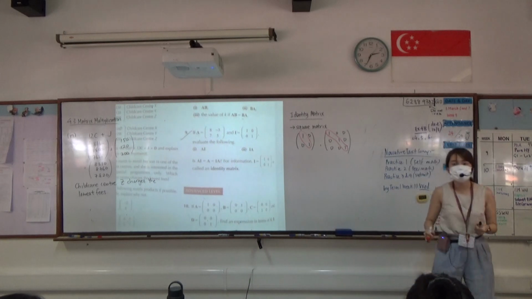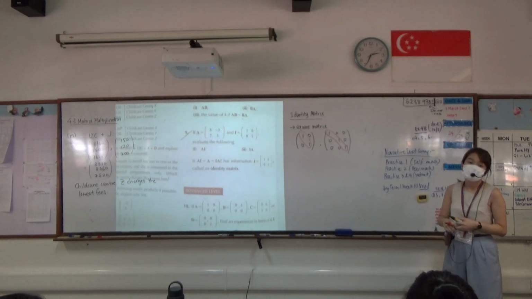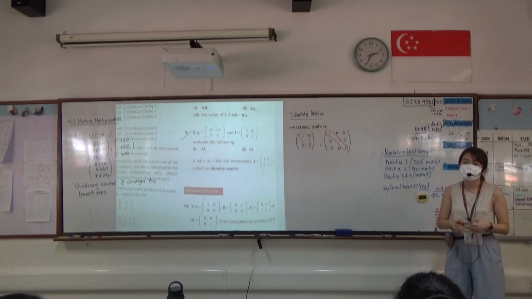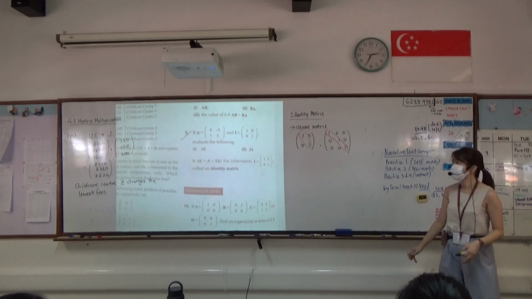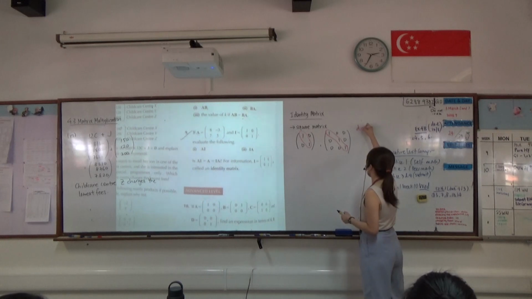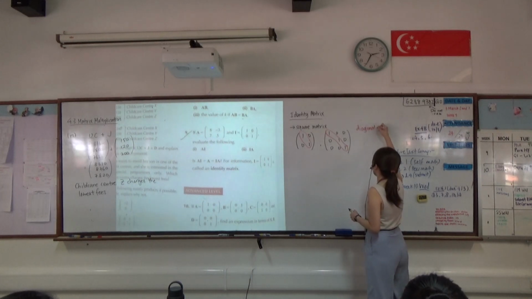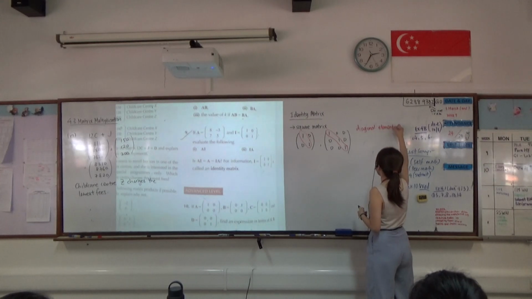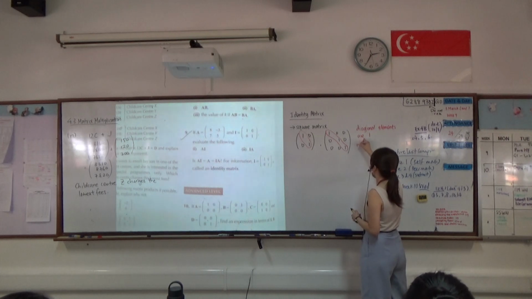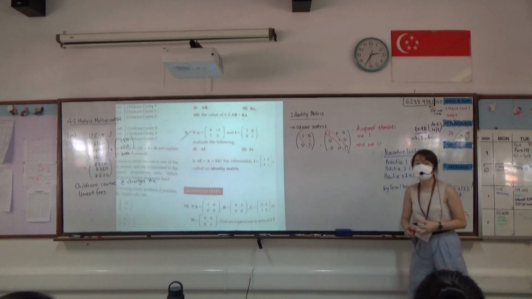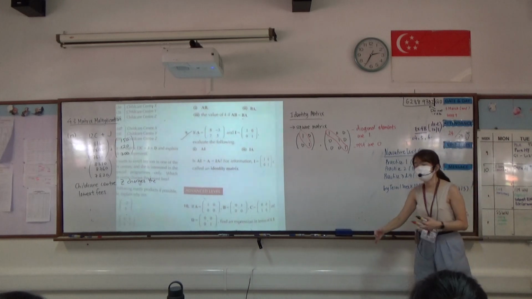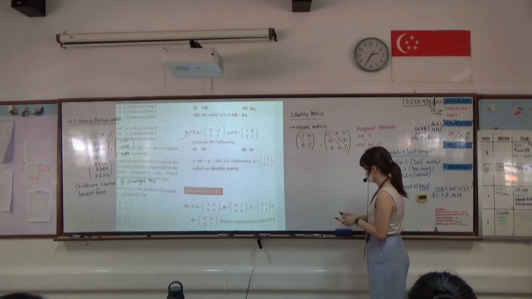Okay, the diagonals will always be 1. Then the rest of the elements found in the matrix will have to be zeros. Diagonally must be from left to right, cannot be from right to left.